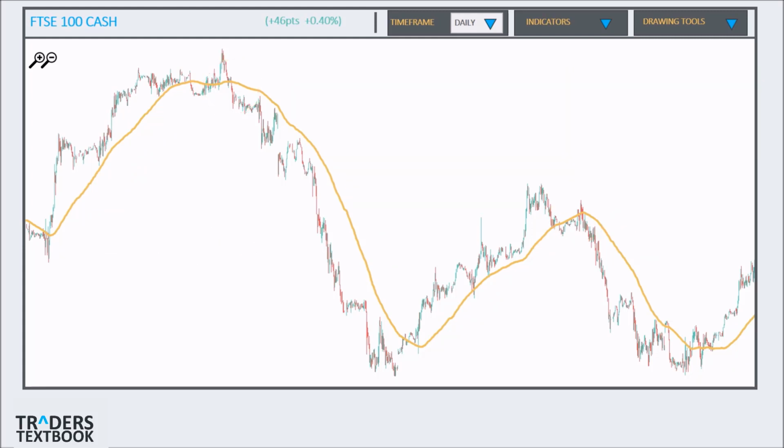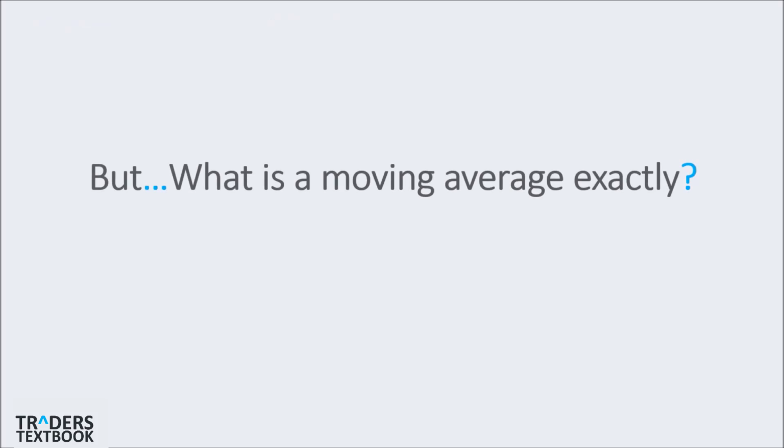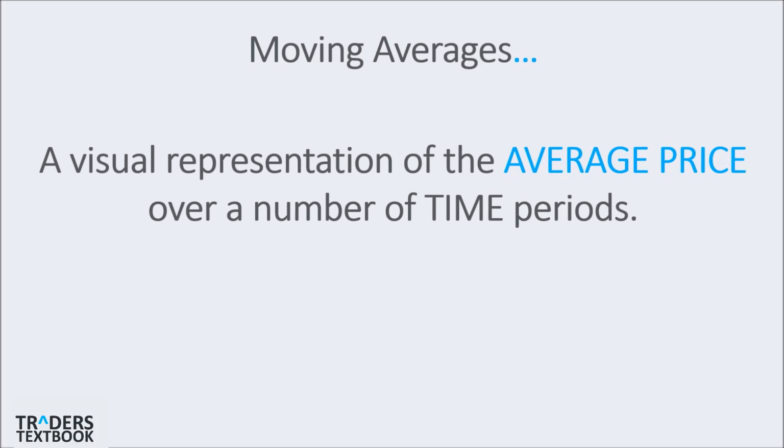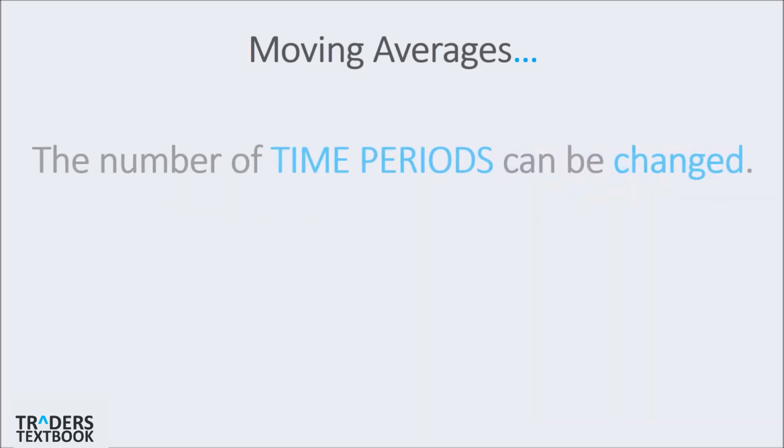But, what is a moving average exactly? Well, simply put, a moving average is just a visual representation of the average price, based over a certain amount of time. This resulting average is then plotted on a chart. So, it's an average price, based on a certain amount of time periods. And we can make these time periods anything. So, for example, we can look to plot the average price over the last 200 days, or the average price over the past 21 hours, or even the average price over the past 52 weeks.